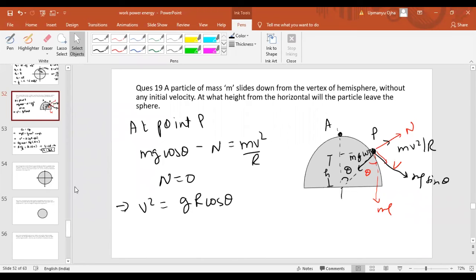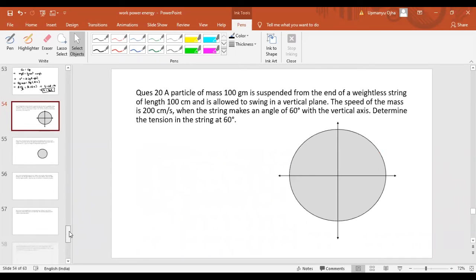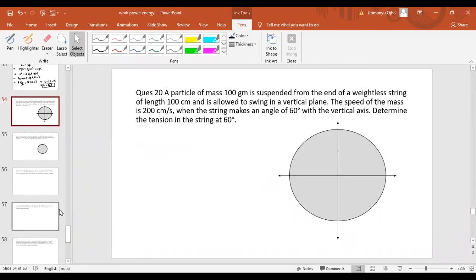Fine. Next. The next problem is that a particle of mass 100 gram is suspended from the end of a weightless string of length 100 centimeter and is allowed to swing in the vertical plane. So we can see here, this is the string.